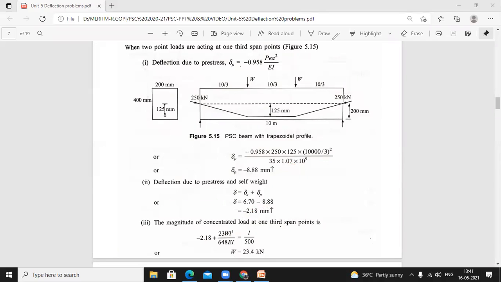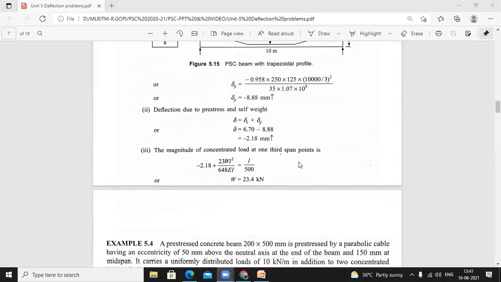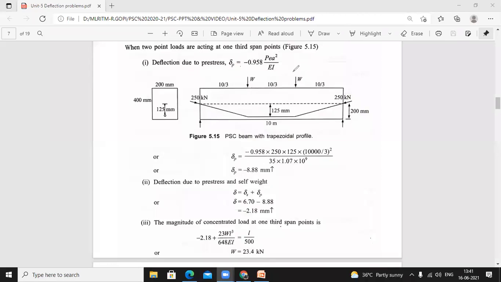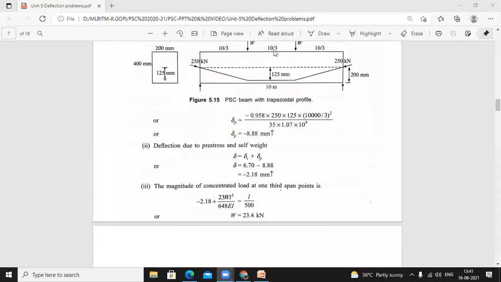So next, what is the next question they asked? What is the magnitude of concentrated load? That means, what is this W value? So how to find? If in a beam two equal concentrated loads are acting symmetrically, the deflection formula is 23 WL cube divided by 648 EI. This is the formula. So it is acting downward, so plus value. Okay, students.